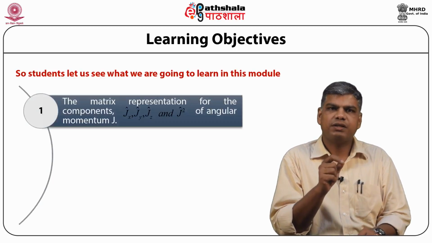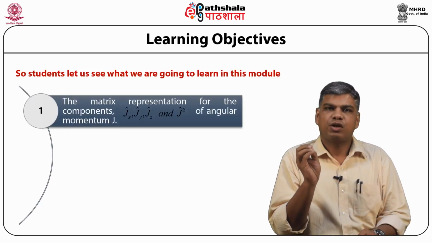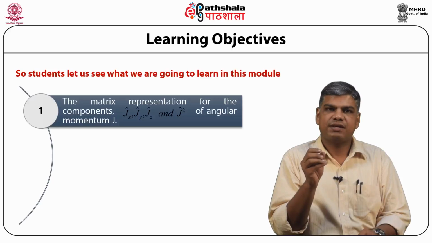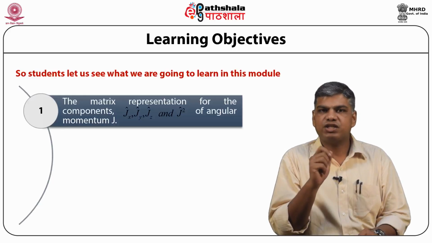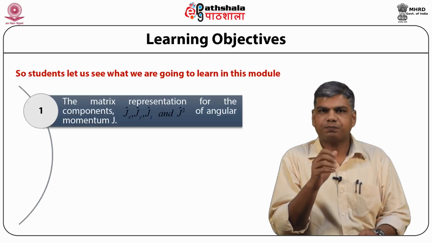We'll start with the matrix representation of the components of the angular momentum operator J, that is, the components Jx, Jy and Jz, which are the x, y and z components of the angular momentum operator, and the J square component of the angular momentum operator.